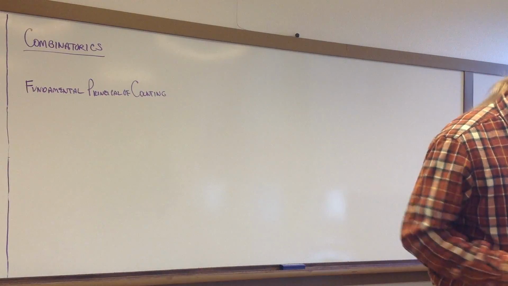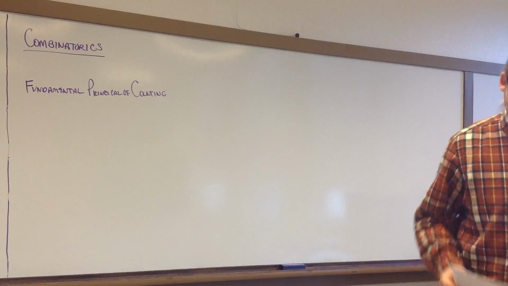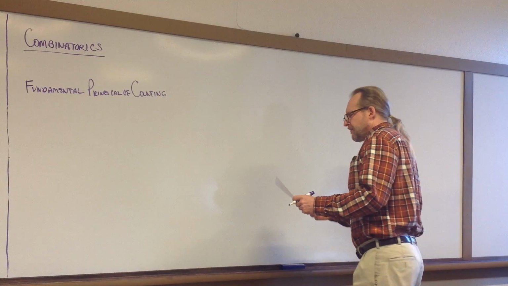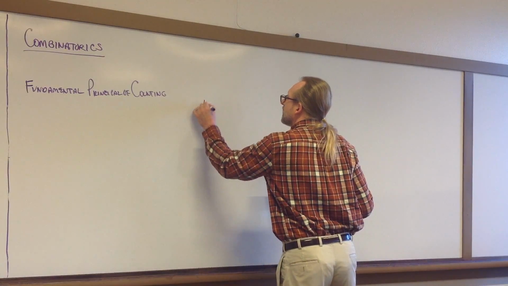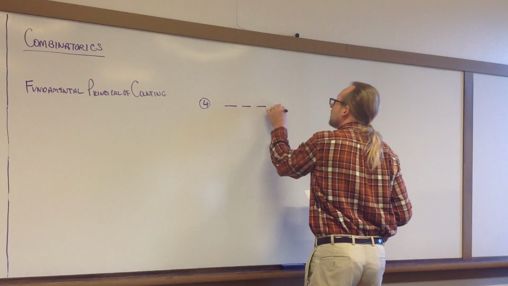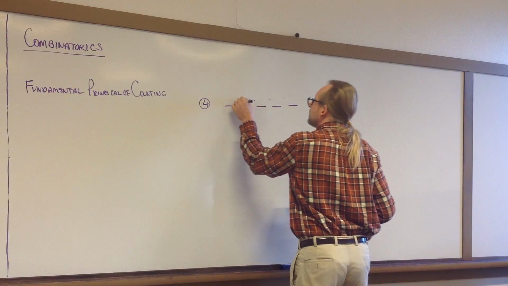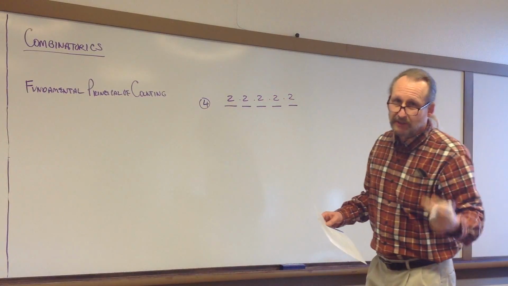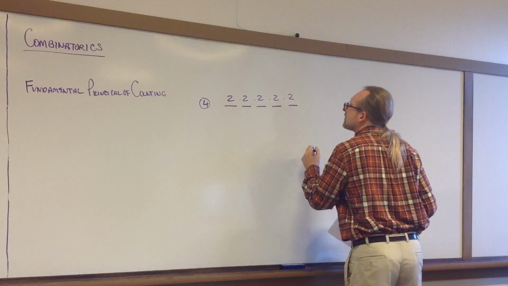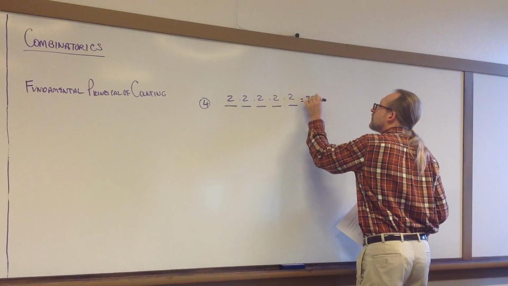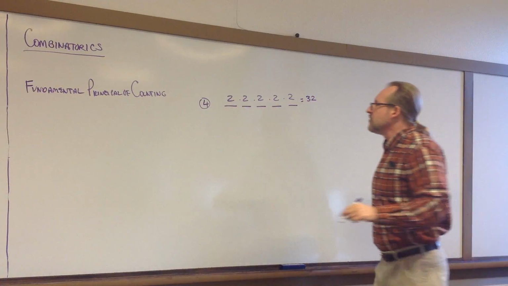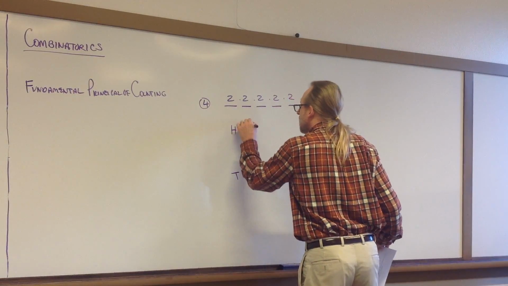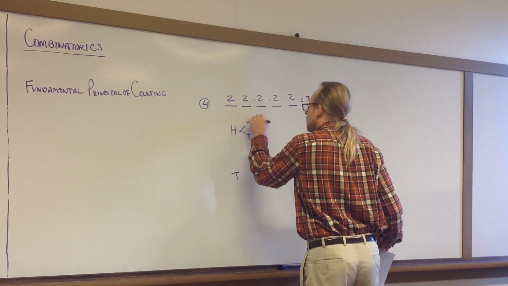So, problem 4, a coin is flipped 5 times, and the result each time is recorded. How many different possible outcomes are there? Okay, so we're flipping a coin 5 different times. Every time we flip it, there are 2 possibilities, heads or tails. Okay, so this would be 32 possibilities. You could, I'll start a little tree diagram here so you can see where this is coming from.